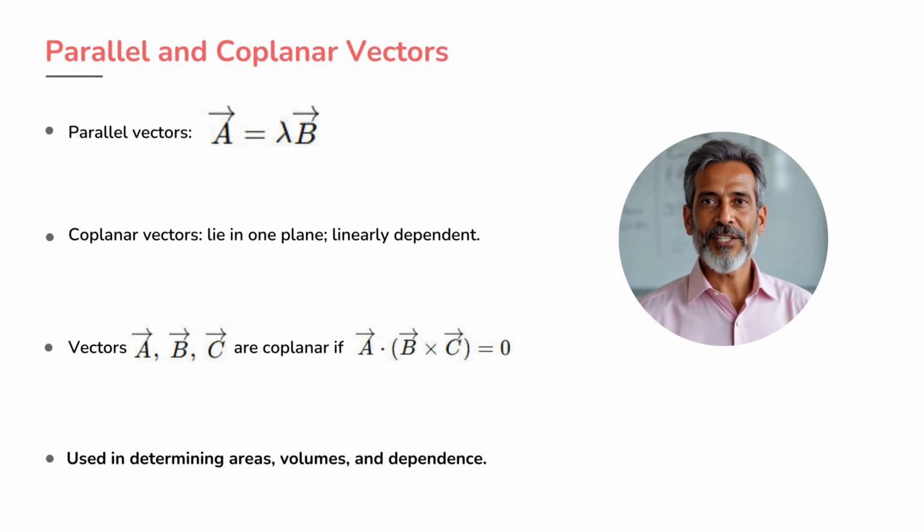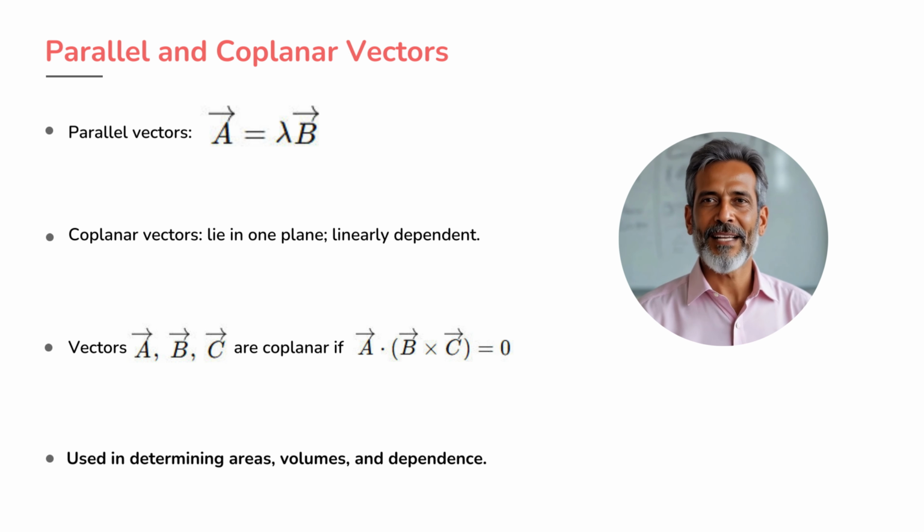Coplanar vectors lie in the same plane. This means one vector can be written as a linear combination of the others. For example, vectors A, B, and C are coplanar if the scalar triple product of A with B cross C equals 0. Written mathematically, vector A dot (vector B cross vector C) equals 0. Understanding whether vectors are coplanar helps determine linear dependence and is useful in geometry for calculating areas and volumes. Quick check: if three vectors satisfy this scalar triple product zero condition, they all lie in the same plane.